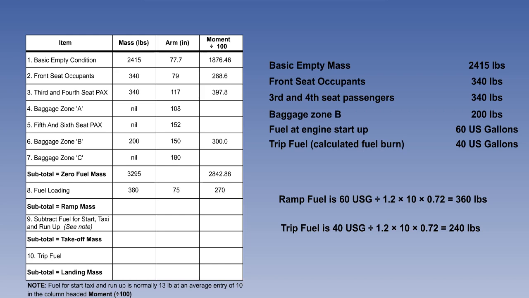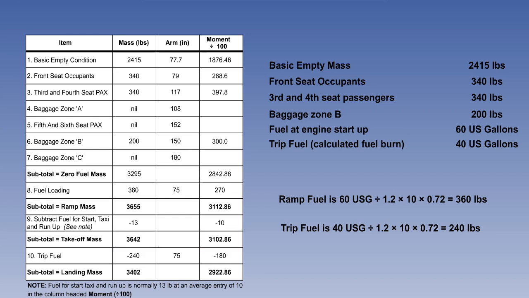Enter the ramp fuel and multiply it by the arm to obtain the total ramp moment. The next step is to sum the mass column and the moment column to obtain subtotal ramp mass and moment. We can now calculate the subtotal takeoff mass by subtracting the fuel used for start, taxi and run-up, which is a fixed amount as explained in the note below the table in figure 2.4.